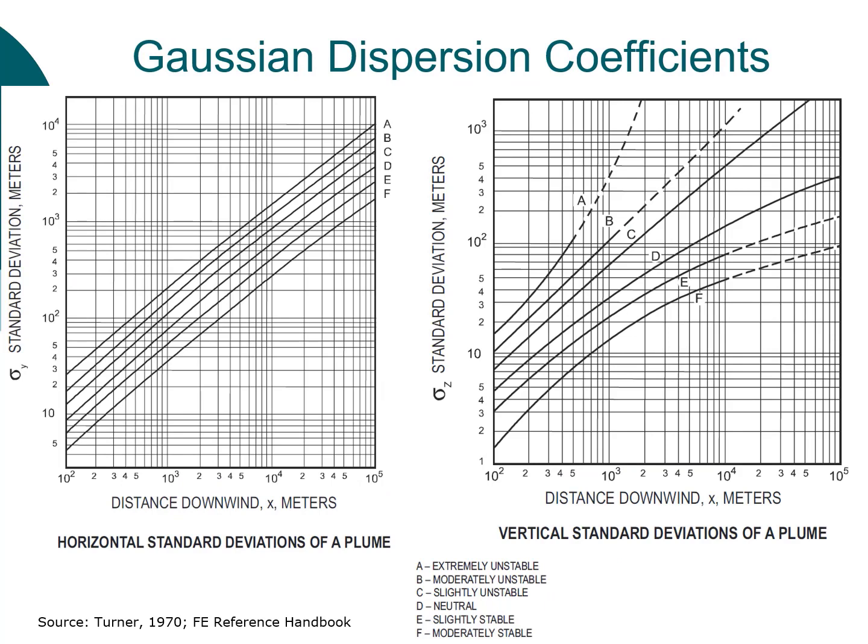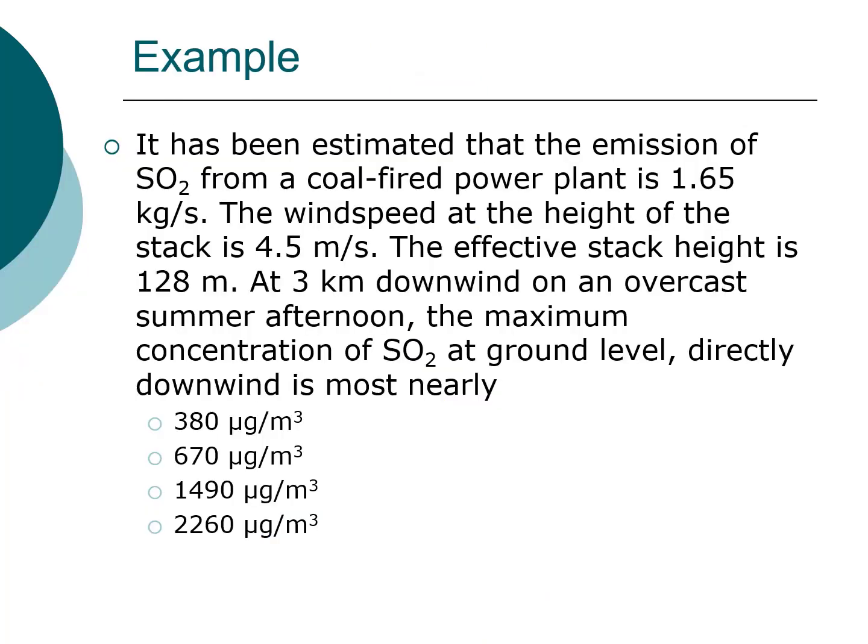You're also given in the FE reference handbook these two plots in order to determine the dispersion coefficients in the y and the z directions. And these are as a function of both distance downwind, note this is in meters, and stability class. It does not provide the equations and the parameters that we used in ENE 489 to actually calculate these dispersion coefficients. So let's look at this problem here.